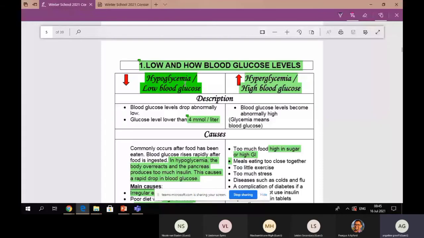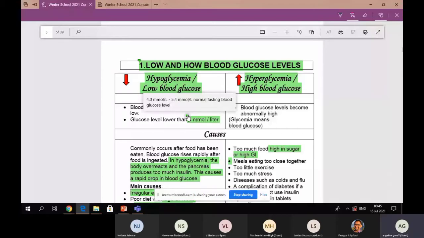Okay, so with hypoglycemia, the blood glucose levels drop abnormally low. I've said normal is between 4 to 5.4. So if your glucose level is lower than 4 millimoles per liter, it's low. 4 to 5 millimoles per liter is your normal fasting blood glucose level, just so that you have a basic idea of what is regarded as normal.